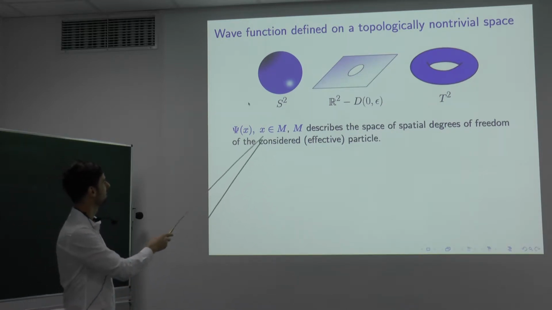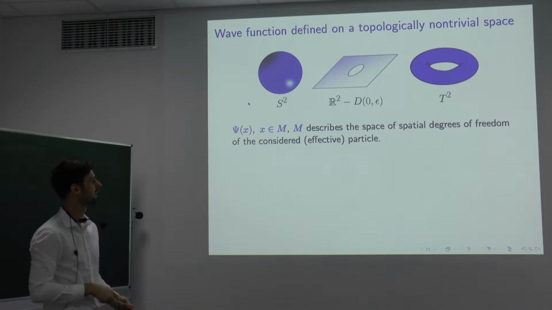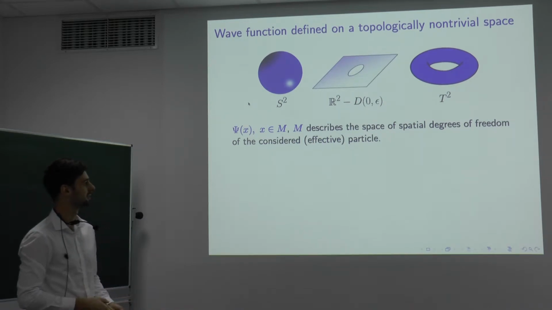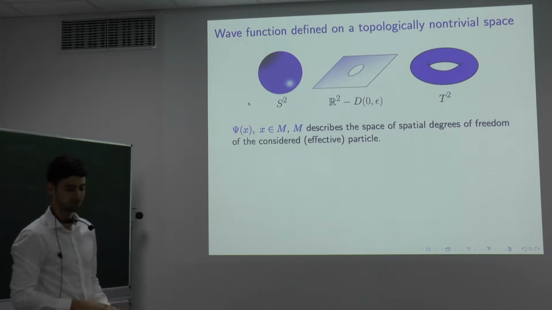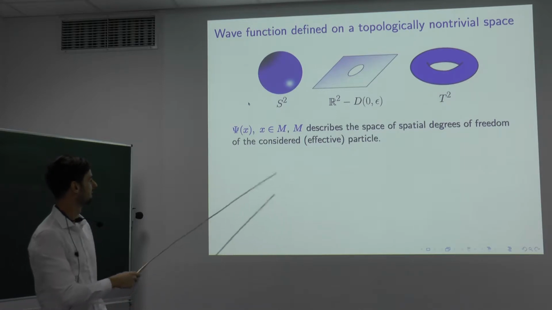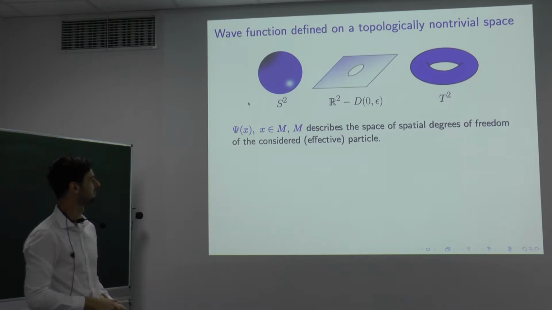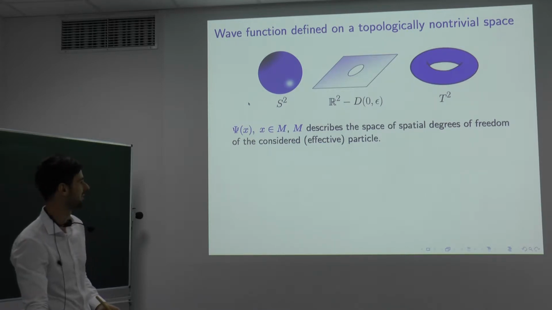Points from this space are arguments of the wave function, and the space, in general, describes the spatial degrees of freedom of some system. It's absolutely abstract what system it is, and the setting will mostly regard a single particle, but it's an effective particle. I will explain it later.